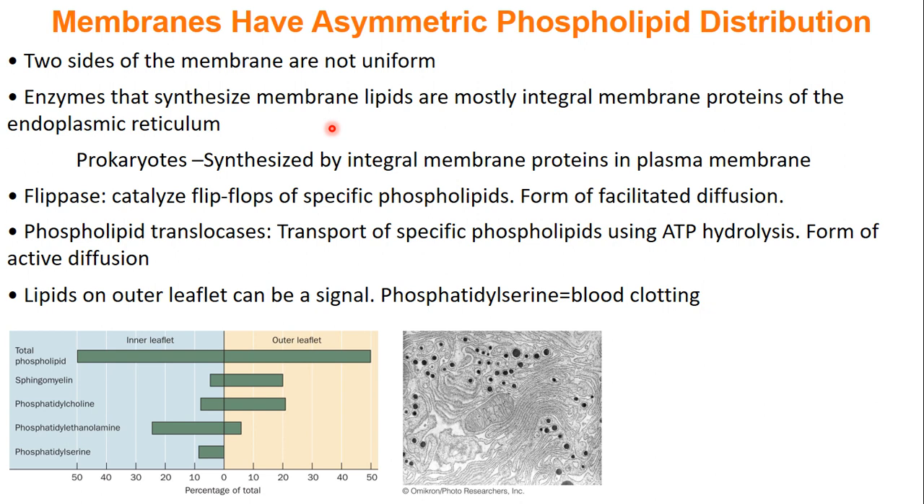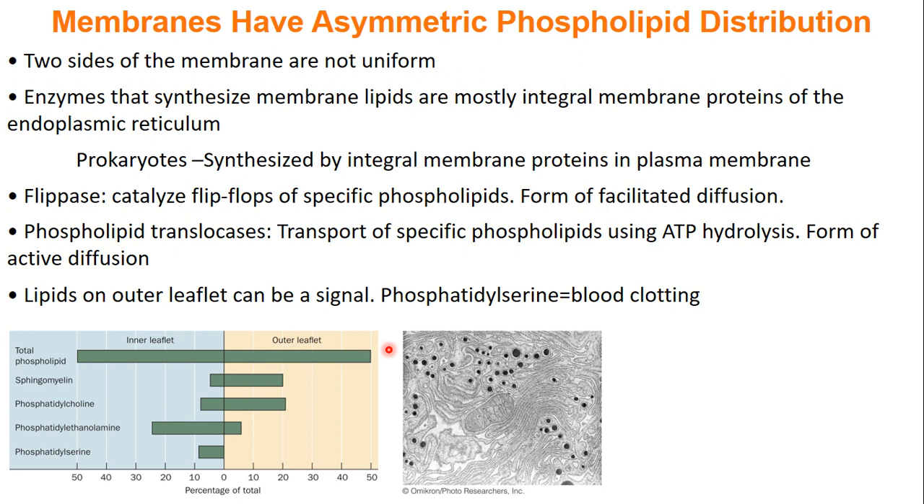Now, the proteins that make membrane lipids are mostly integral membrane proteins, and they're found in the ER. Prokaryotes do it a little bit differently, but it's the same idea. Their integral membrane proteins are in the plasma membrane. When you make a lipid, it's going to be inside the cell, and you have to have some way of transferring lipids from the inner leaflet to the outer leaflet.